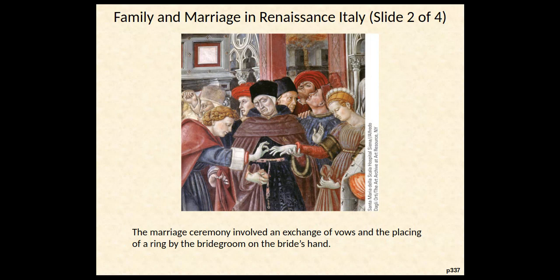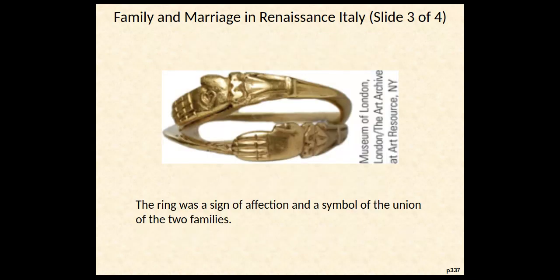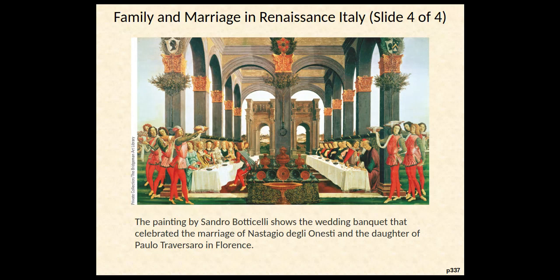Marriage ceremonies were very similar to what we have now. Exchange of vows. You have the ring being put on the finger by the bridegroom. The ring's a sign of affection and the symbol of the union of the two families. And then you see a painting here that shows you, just like us, it's a big deal. It's a big celebration when families marry, and rich people take it to the next level.